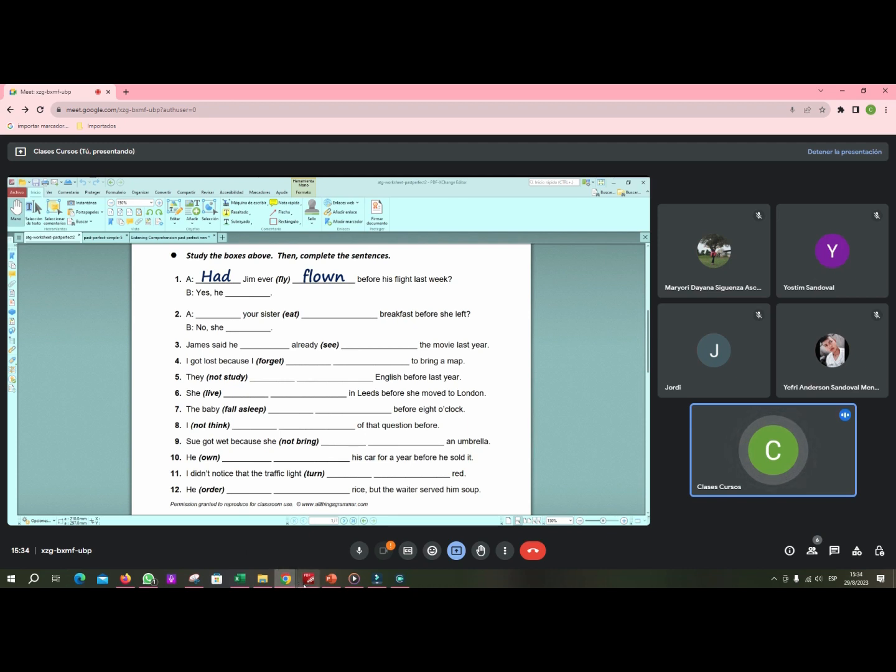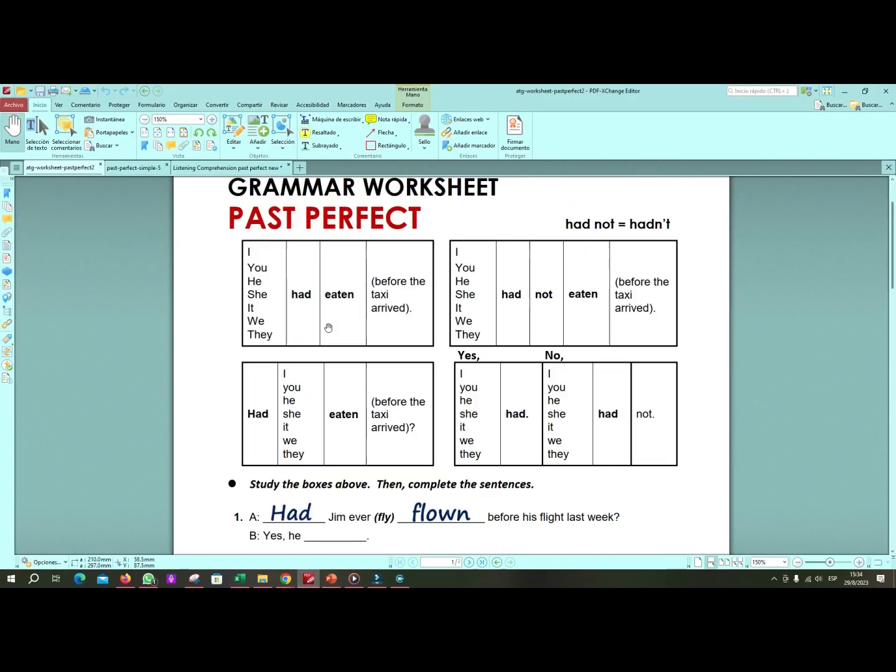I'm going to make a little review. Here you have the grammar worksheet, past perfect. Here you have the subjects and the auxiliary had, also the verb in past participle, and then you have the complement. Also, you can have the long form, had not, or also the short one, hadn't, right?